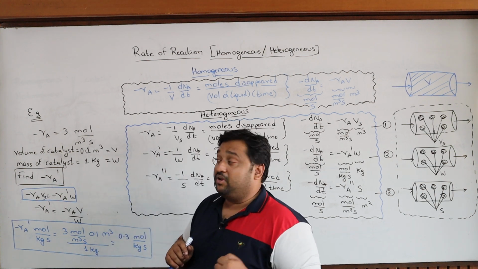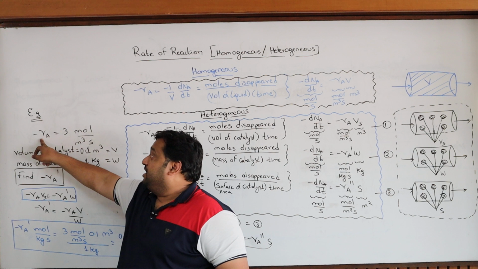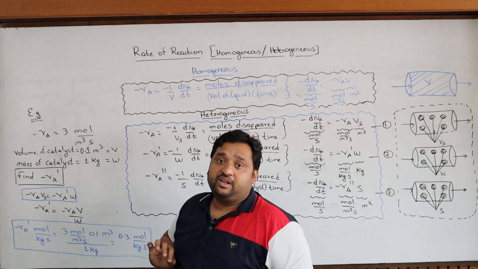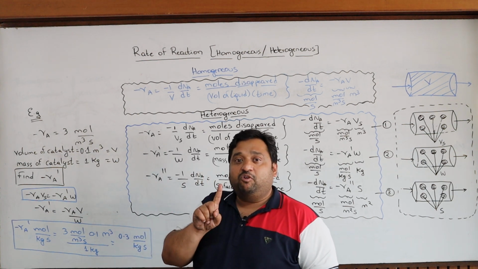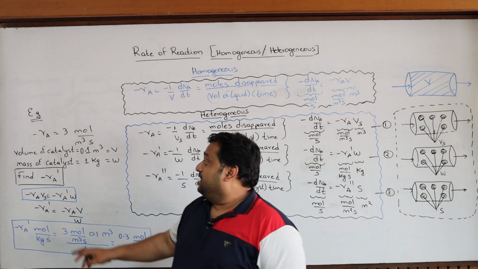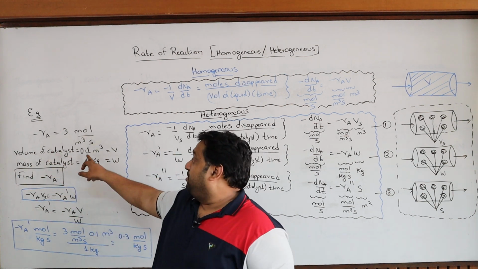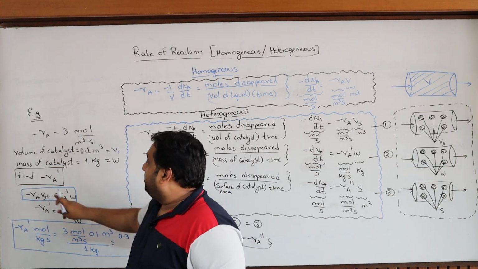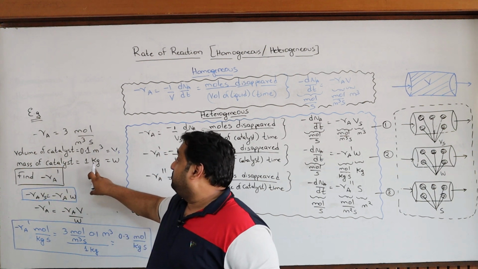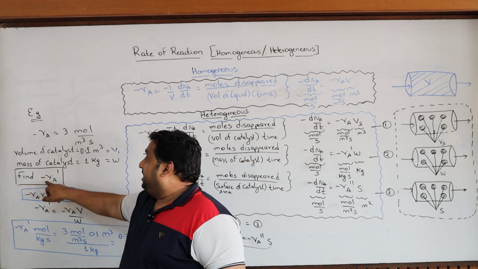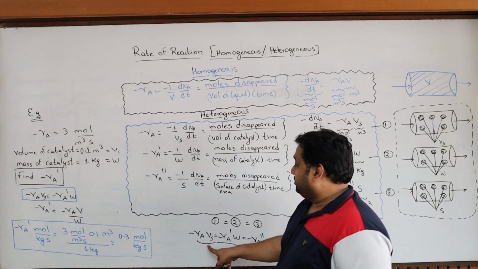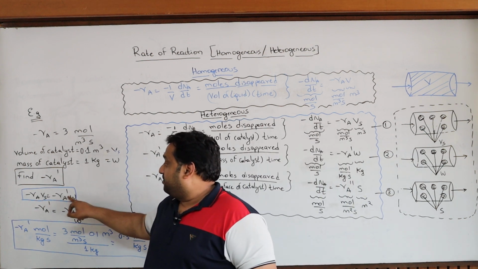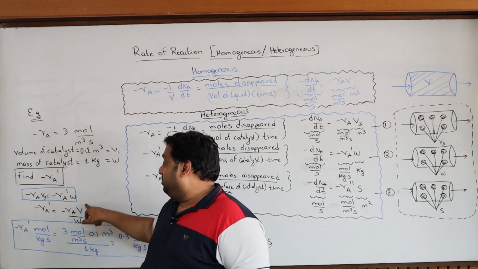Let us take a small example. Given the rate with respect to the volume of the catalyst is 3 moles per meter cube per second. Now the problem is you have to find the rate with respect to the mass of the catalyst. Given the volume of the catalyst in the reactor, for example 0.1 meter cube, which is Vs, the volume of the solids, and the mass of the catalyst is 1 kg. Find minus Ra dash. I know from this relationship minus Ra into Vs is equal to minus Ra dash into W. From this, minus Ra dash is equal to minus Ra into Vs by W.